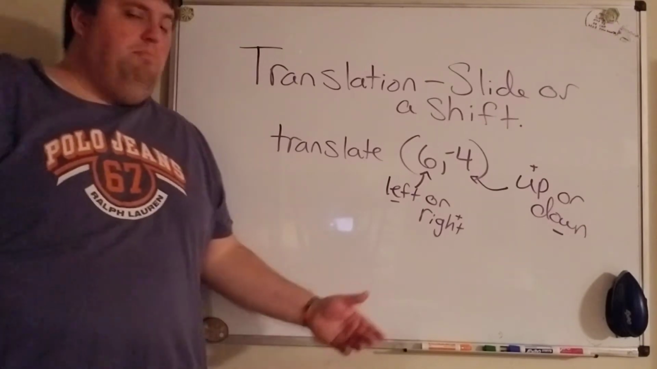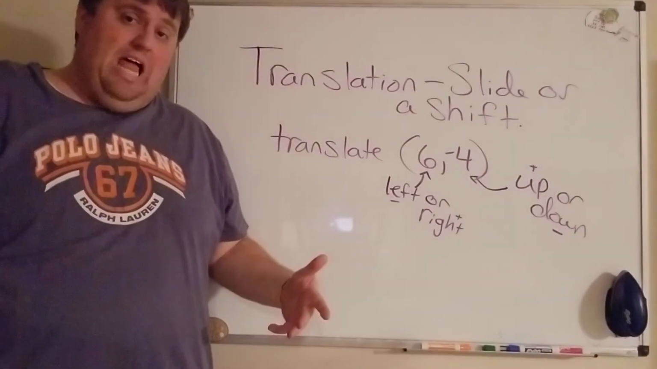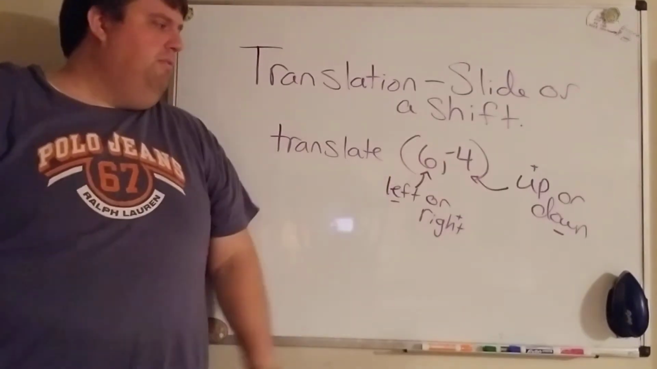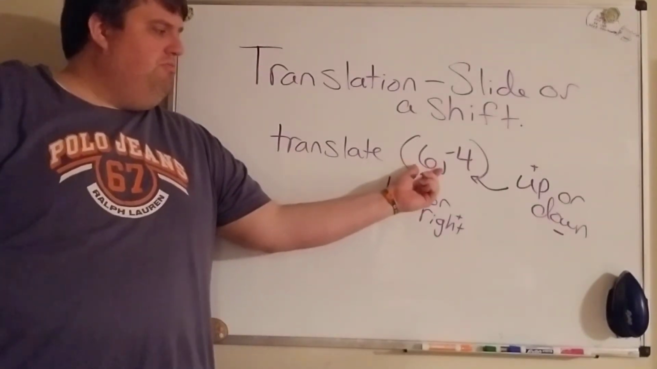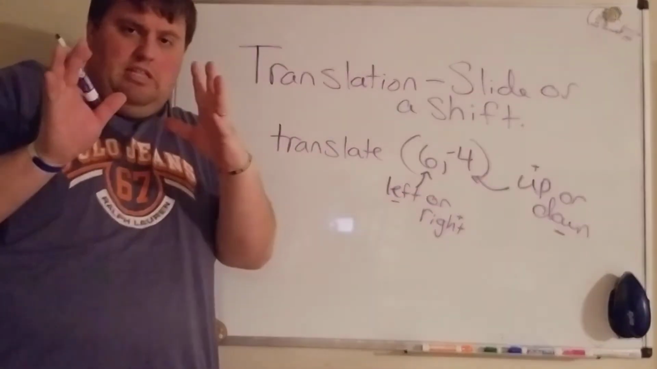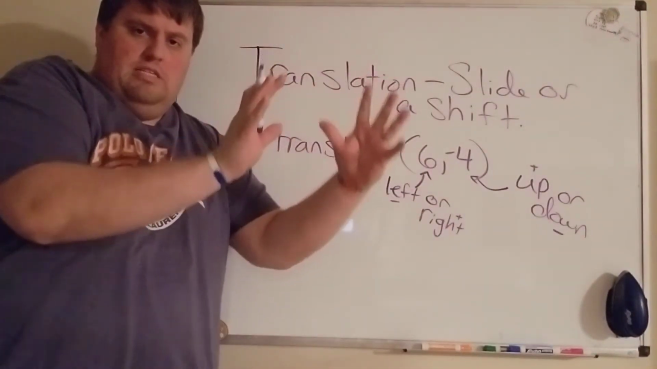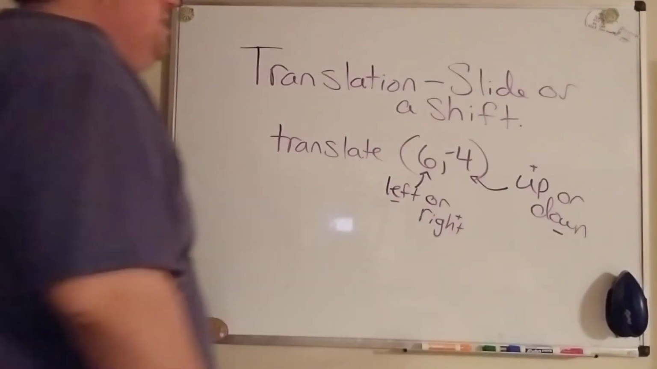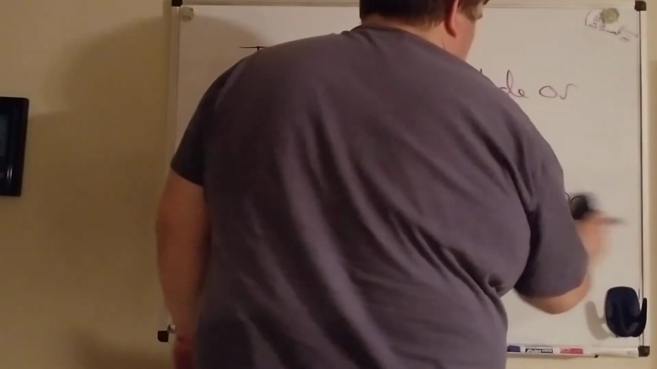And again, positive is going to go up, negative is going to go down. So whatever shape we're talking about here, or whatever line segment or whatever anything, if it said translate 6, -4, that's going to mean we want it to go to the right 6 units and then down 4 units. So we're just going to take this triangle, move it right 6, down 4, and that's the new home of the triangle.